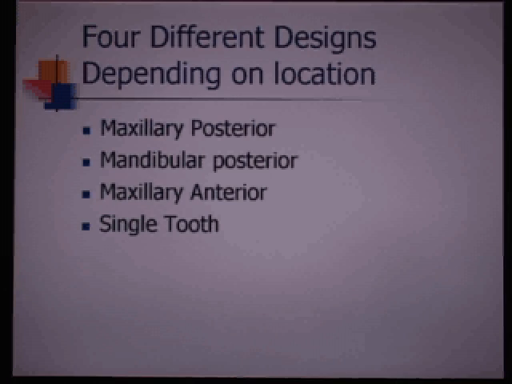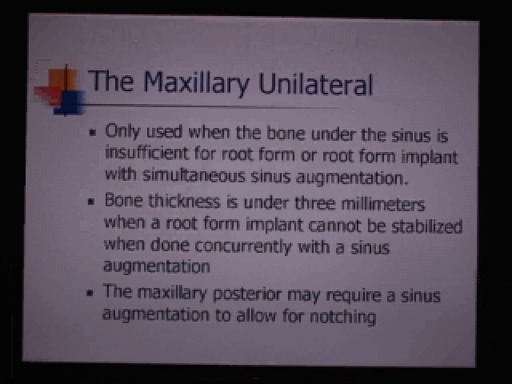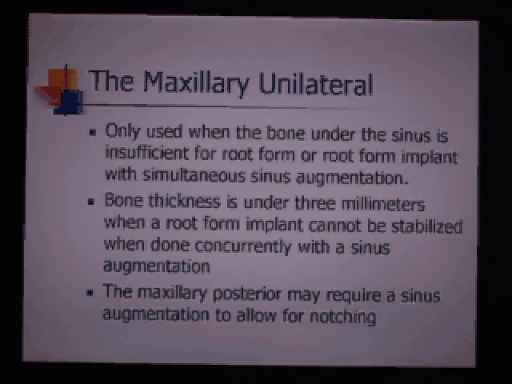There are four basic, most used custom Endosteal implants: the maxillary posterior, the mandibular posterior, the maxillary anterior, and the single tooth. The maxillary unilateral is only used when the bone under the sinus is insufficient for root form placement, or for root form placement when used concurrently with a bone augmentation. In other words, a maxillary unilateral is used when the bone thickness is under 3 millimeters, when a root form implant cannot be stabilized when done concurrently with a sinus augmentation.